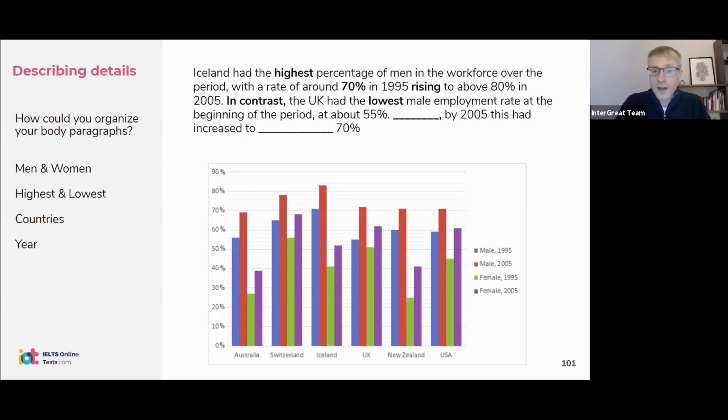Now, we can make another contrast here by saying by 2005, this had increased. So we can say, however, right? It was low. However, by 2005, this had increased to 70%. And again, we want to say it's not exactly 70%. It is roughly 70%. It's about 70%. It is approximately 70%. Okay.